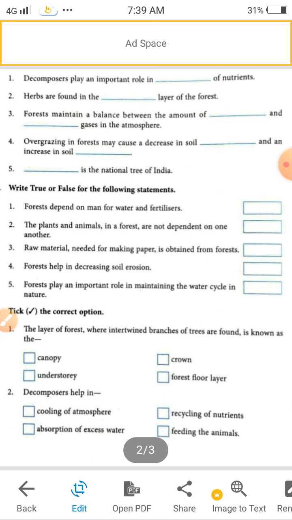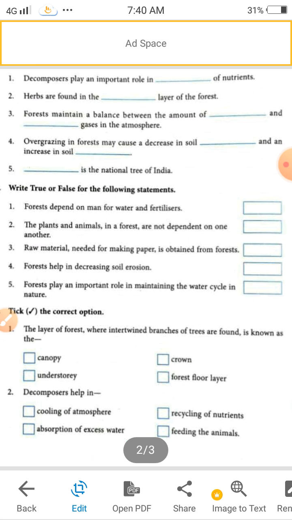Third: the raw materials needed for making paper are obtained from the forest. It is absolutely true. Raw materials are obtained from the forest. For example, for the paper industry, we need eucalyptus, and eucalyptus is also found in the forest.